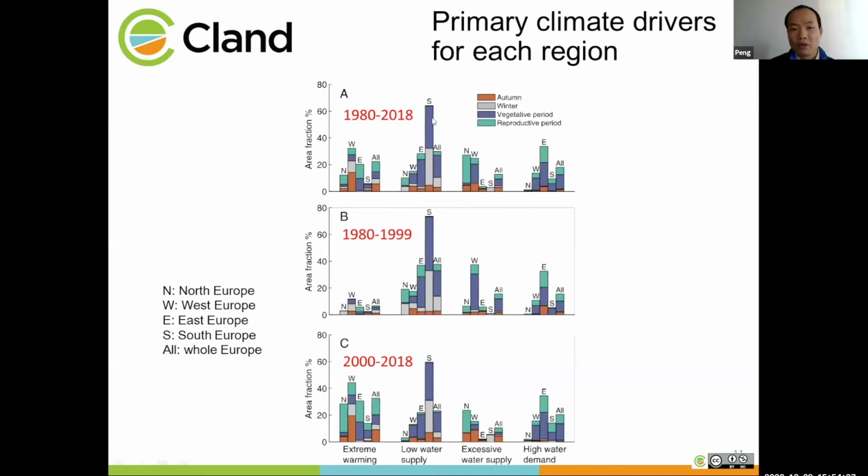And when the total time period is divided into two time periods, we can see a distinct shift. The primary climate driver shifts from the early time period, which is driven by low water supply, to the later time period, in which it is primarily driven by extreme warming. That means the primary driver has changed, probably because climate warming has brought more extreme heat stress in this area.